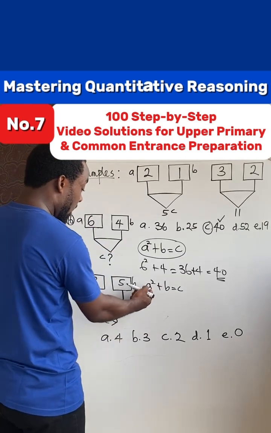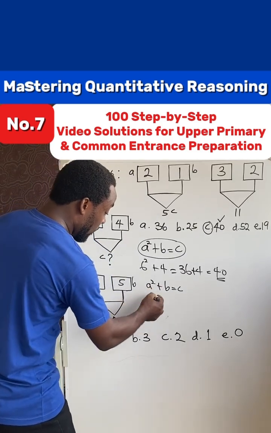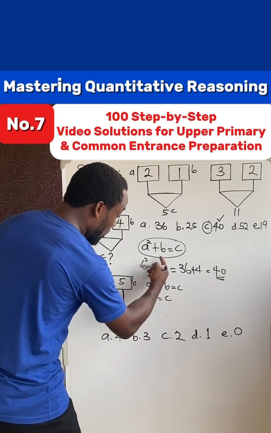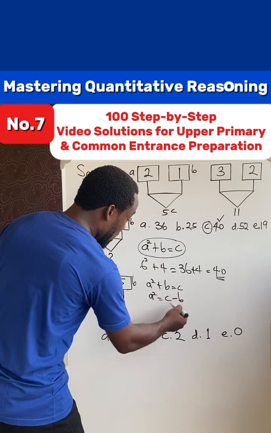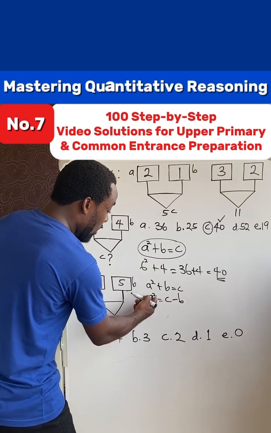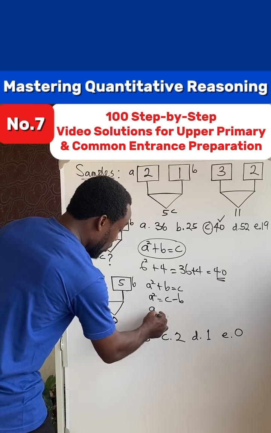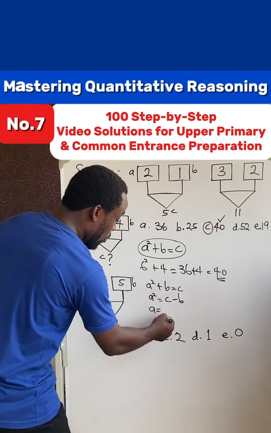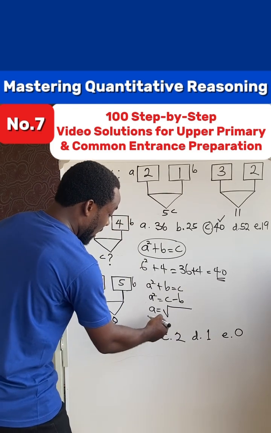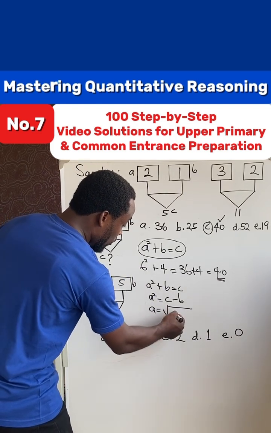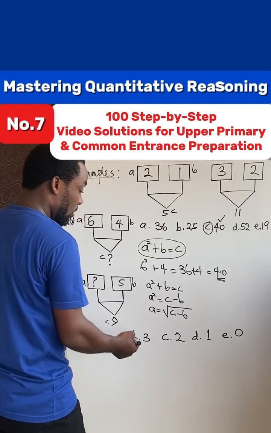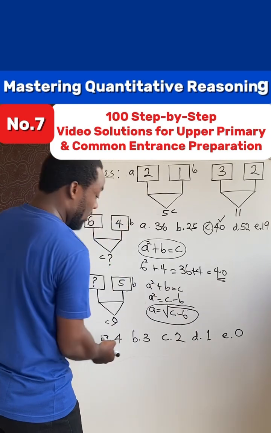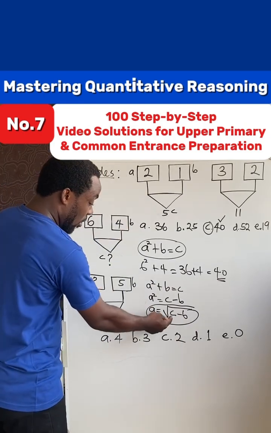So if I'm looking for A, it's for me to make A squared the subject of this formula. So A squared is equal to C. This plus B will move to this other side and it becomes minus B. Because I'm not looking for A square, I'm looking for A. So my A is equal to, this square will make me find the square root of the opposite side. So A is equal to the square root of C minus B. That is the formula for A. A is equal to the square root of C minus B.